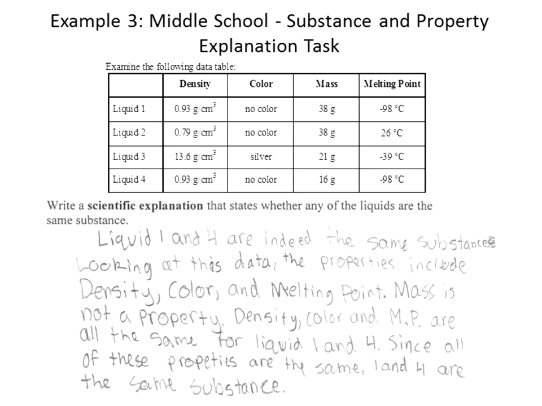This is more related to properties. You've got four liquids, and you're asking the kid, is there a difference between them? You see the example below, where we were asking the kids to write an explanation, and it says liquids 1 and 4 are indeed the same substance. Looking at the data, the properties including density, color, and melting point are the same in liquids 1 and 4, but mass is not a property. Since all these properties are the same, 1 and 4 are the same substance.